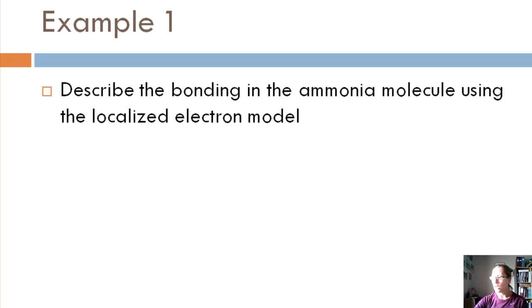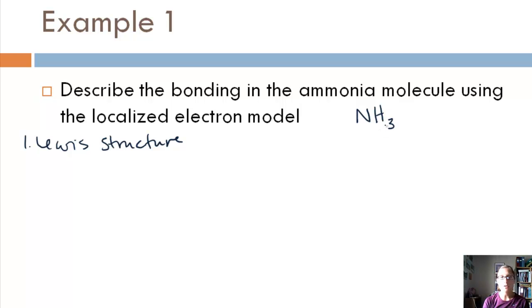Okay, let's look at an example. We want to describe the bonding in the ammonia molecule using the localized electron model. Well, the first step is to draw the Lewis structure. Ammonia is NH3, and so we know that nitrogen donates 5 valence electrons, each hydrogen donates 1, and that gives us 8, so we'll do nitrogen, hydrogen, hydrogen, hydrogen, and a lone pair. Okay, so that's our Lewis structure. By now we're going to assume that you know how to draw those.